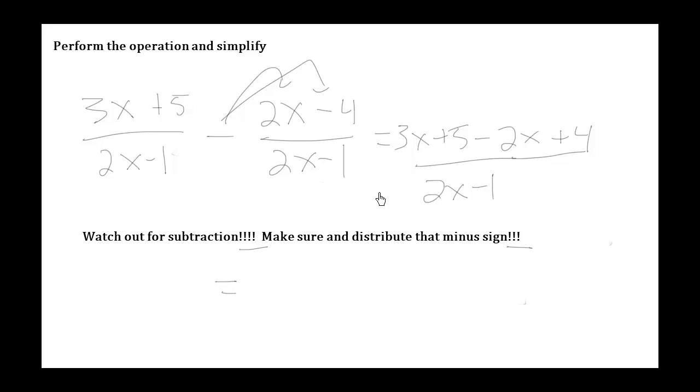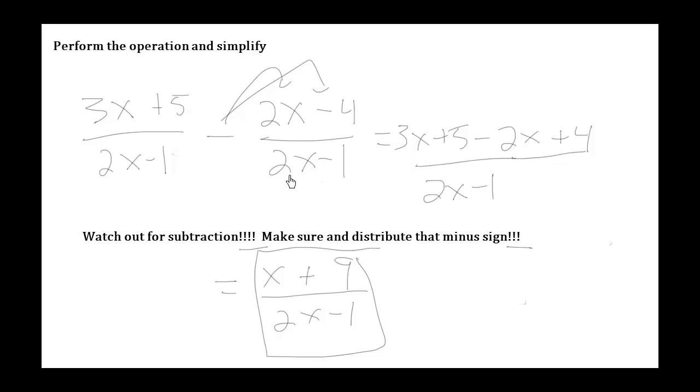And then equals, combine like terms. 3x minus 2x leaves me with 1x. And I've got a 5 plus a 4. It's got to be plus 9, not plus 1. Make sure to distribute that minus sign. Divided by 2x minus 1. Anything cancel out here? Nope. We got it. Watch out for subtraction. Big, big mistake. Don't make it.